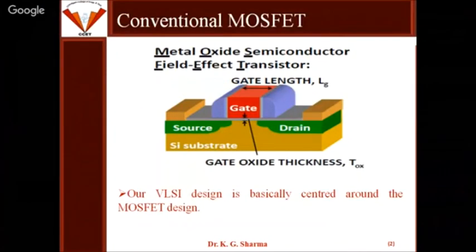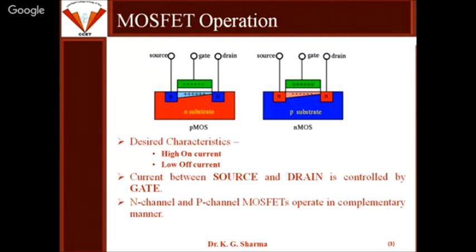So the basic thing is that we had the conventional MOSFET, and our VLSI design is centered around this MOSFET design. We had the source and drain regions, and some particular gate length, that is the effective channel region, and this whole configuration, metal oxide semiconductor field effect transistor, is termed as MOSFET. We all know the MOSFET operation: if we provide voltage on the gate, a channel will be created, and when we apply the drain to source voltage, we will have the flow of electrons, or holes, the charge carriers, from source to drain region. The desired characteristics in this case are high on current and low off current.